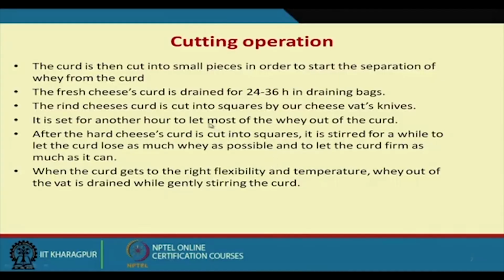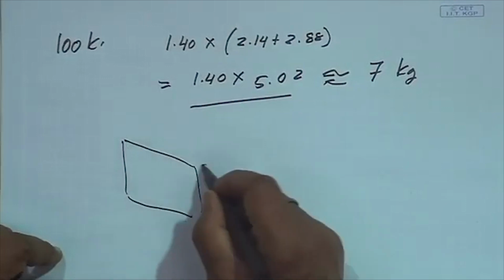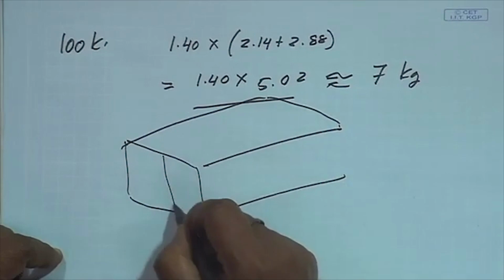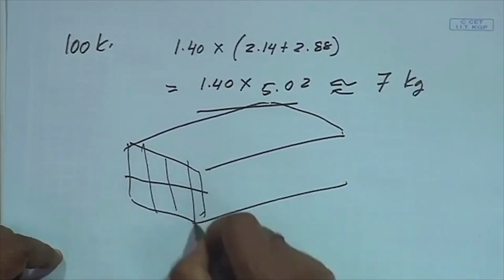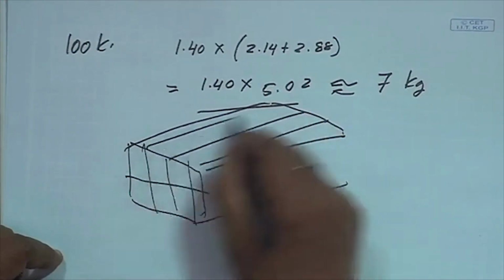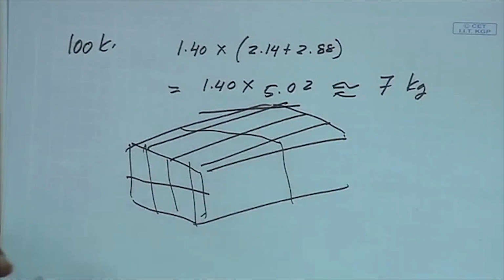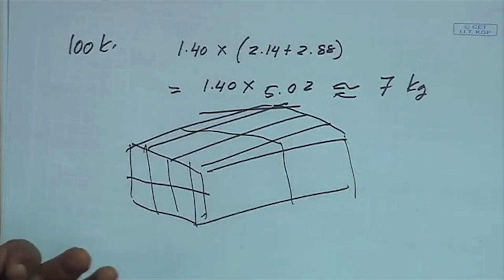Now, in the cutting operation, the curd is cut into small pieces in order to start the separation of whey and curd, because you make it into small blocks. It is like this: if you have milk curd like this, with the help of this we can cut it and make different blocks. We can separate out these blocks one after another.